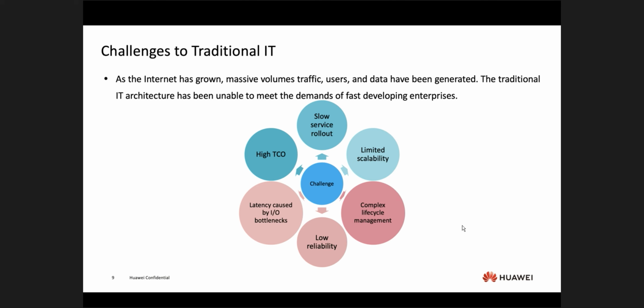So what are the challenges to traditional IT? There's a few of them. There's slow service rollout. That's number one. What happens there is that you have procurement, right? You buy a server, and you have to wait for parts to come in. And maybe you order the wrong part because certain parts are made for a certain PC or server. And so that is where you have slow service rollout.